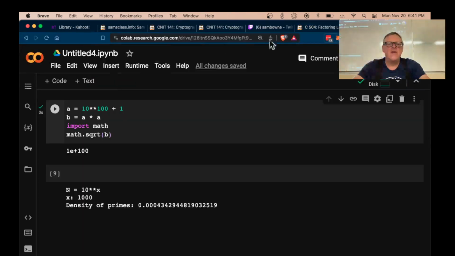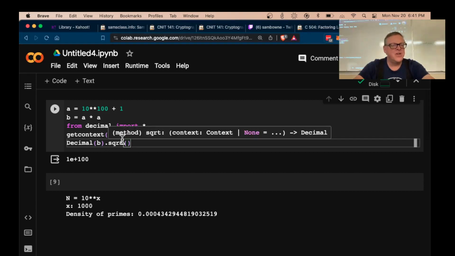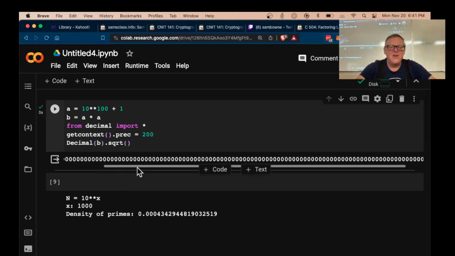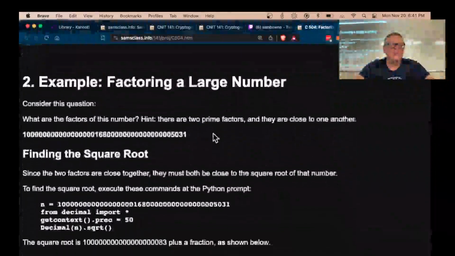This is what you do instead. You import the decimal library, and now you can specify the precision. So I can say I want 200 digits of precision. And now when I do the square root of that number, it will be better. And see, now I get the right number: 1 followed by 99 zeros and then 1. So it works. That's how you handle large numbers.